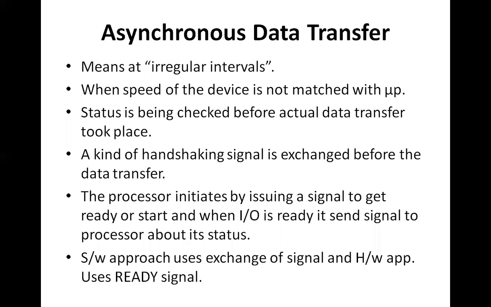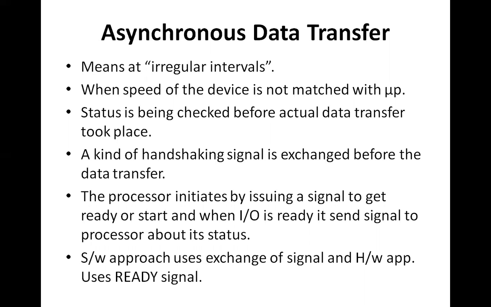Now, asynchronous data transfer. Asynchronous data transfer means transfer at irregular intervals. So what happens in this particular method? The data transfer is not based on a predetermined timing pattern. The timing pattern will be different. And this technique of data transfer is used when the speed of an input output device is not going to match with the speed of the processor, and the timing characteristic of the input output device is not predictable.